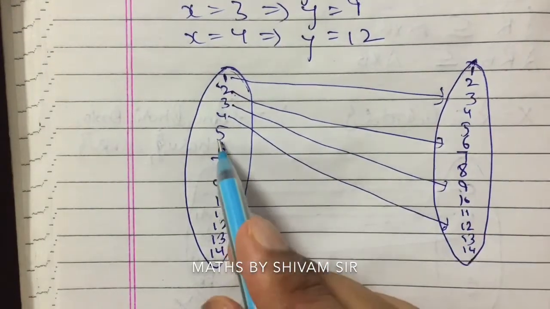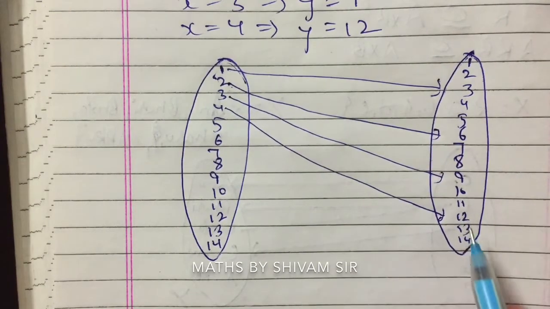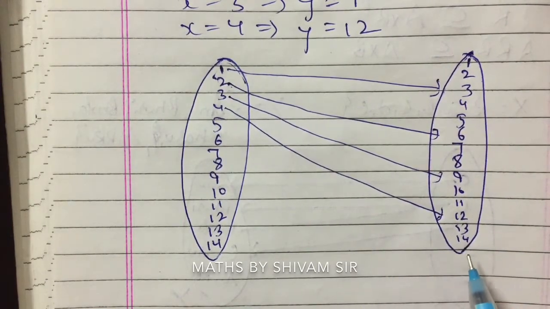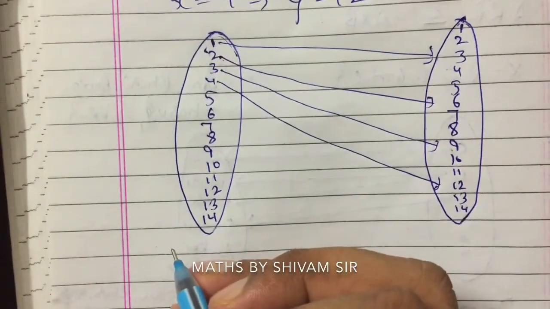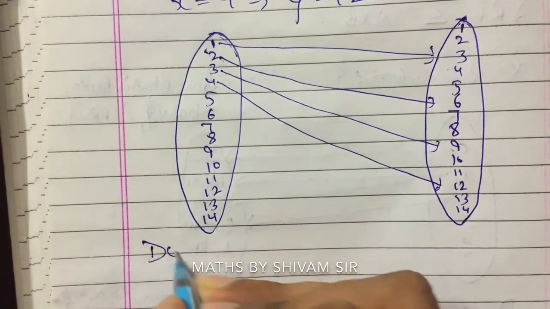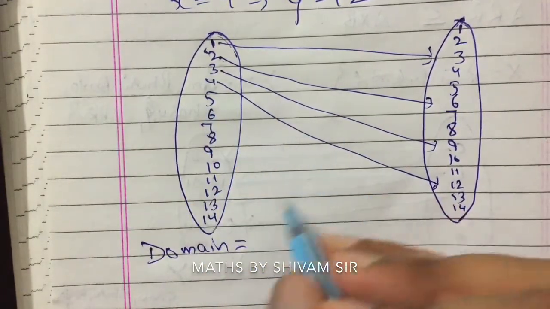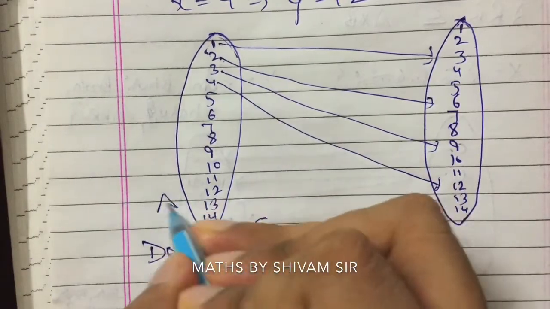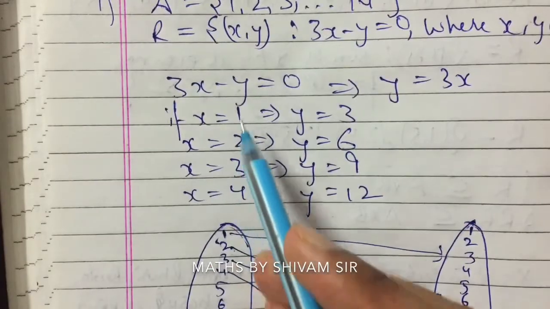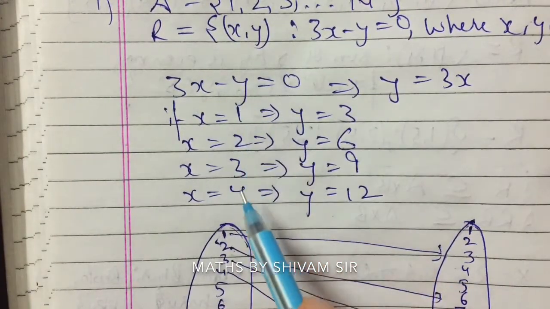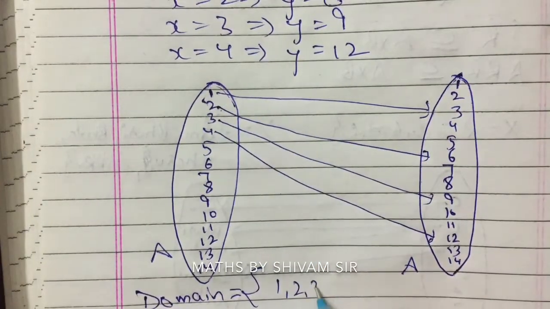If x becomes 5, 5 multiplied by 3 is 15. So we do not have any element like 15. So we have elements till 14 only. So this is the relation, right? So domain, now we have to write on domain. So as I told you, domain is what? Having images, the elements from set A to A. So having images. So images means we have x values. So x is 1, 2, 3, 4. Here also we can see 1, 2, 3, 4.